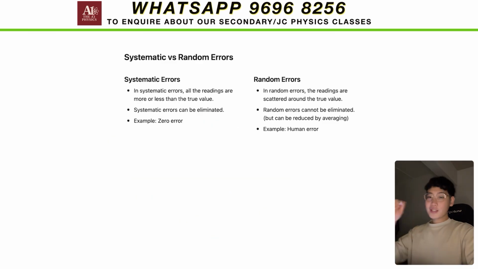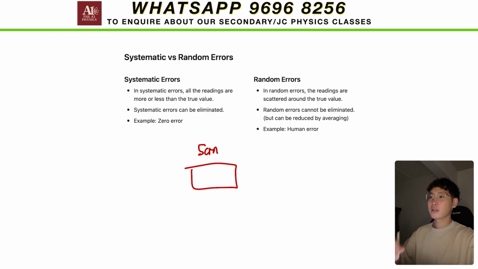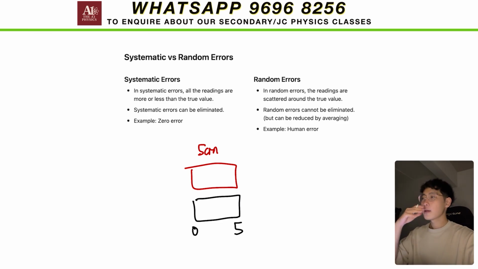Right, now let's talk about systematic versus random errors. Systematic errors are basically errors where all the readings are more or less than the true value. A very simple example for this is a piece of wood that is 5 cm long. The wood is actually 5 cm long, and let's say we use a ruler to measure this wood. Let's say this is a proper ruler from 0 to 5, so the ruler will read 5 cm. Now let's say the ruler has a systematic error.